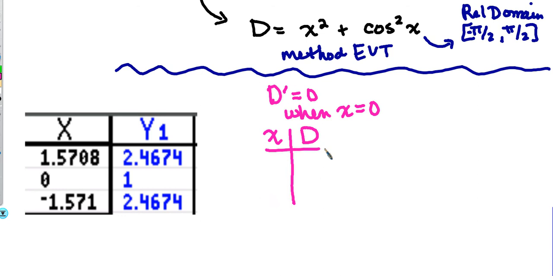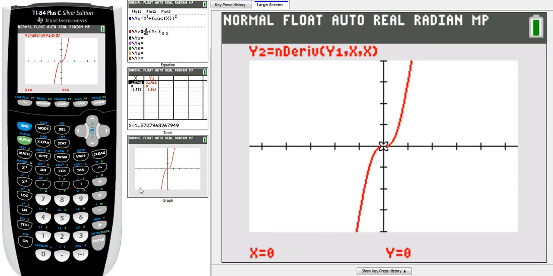Now make sure you pay attention. Don't just do x, y. It's x and the square distance because that's what we're trying to minimize. We're going to put in our negative pi over 2, 0, and pi over 2. So those are going to be the values of interest. And I am going to use my calculator to go get those values.